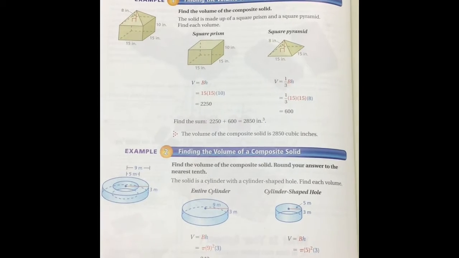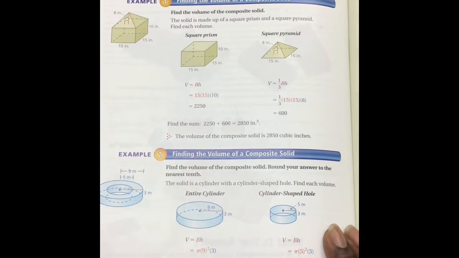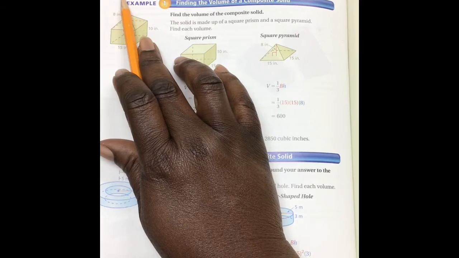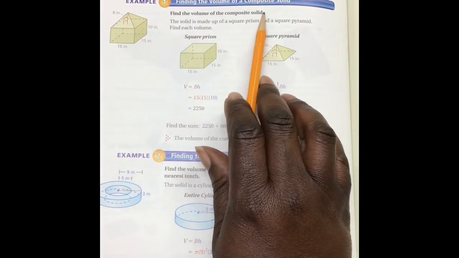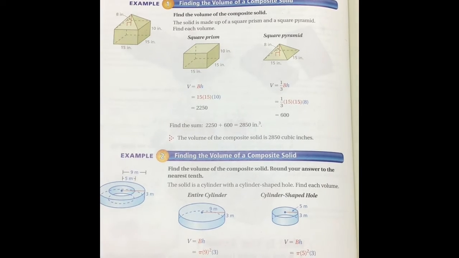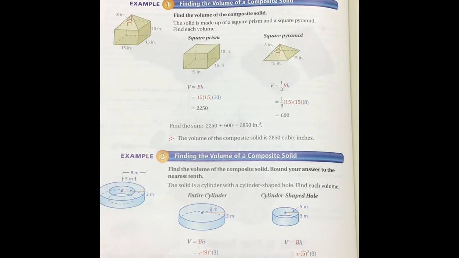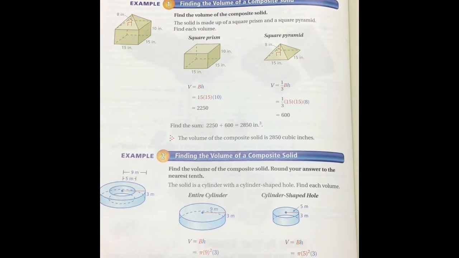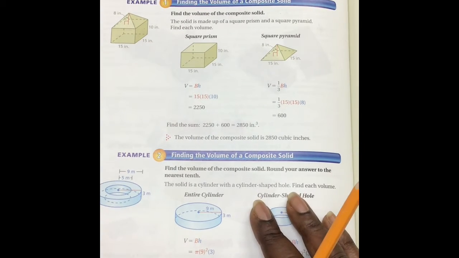Hello class. Today we are doing 7.5. We're going to find the volume of a composite shape. Now a composite shape basically means that we have two shapes that are put together. That makes it a composite shape. It's not the same from top to bottom.